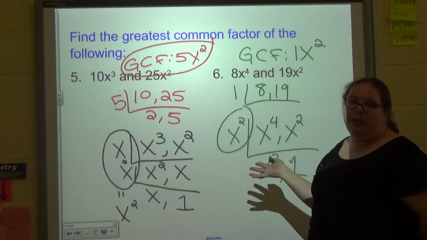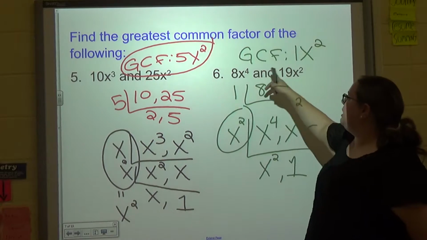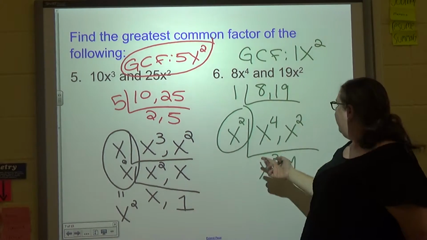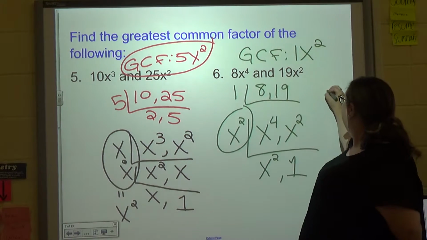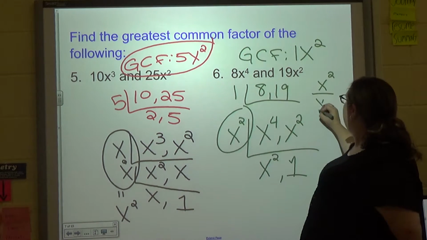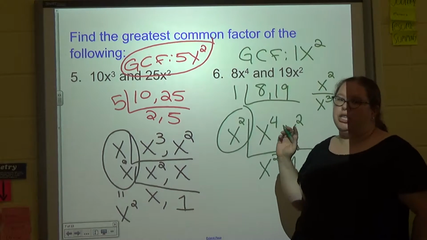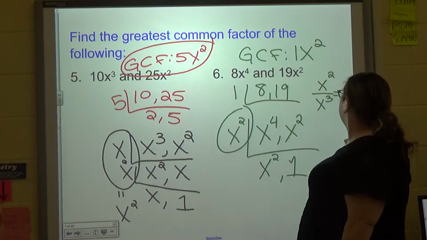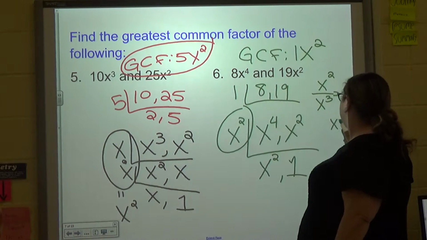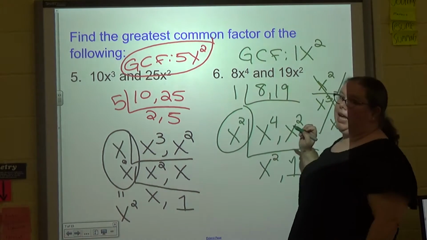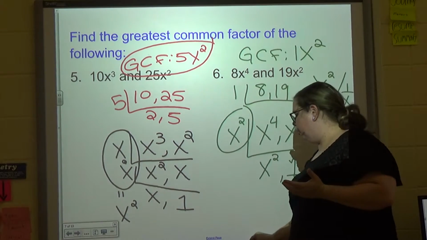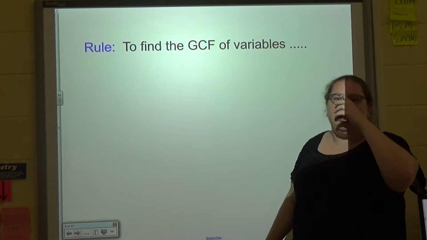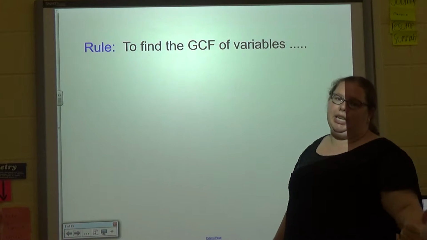Now why do you think that is? Because it was the smaller variable. Once you get past x squared, if I tried to divide x squared by x cubed, I'm getting negative exponents and fractions, and we said we only want really integers. So this is 1 over x, or x to the minus 1. We don't want to have to deal with that. So the general rule when you have variables is the GCF is the exponent, the smallest exponent.